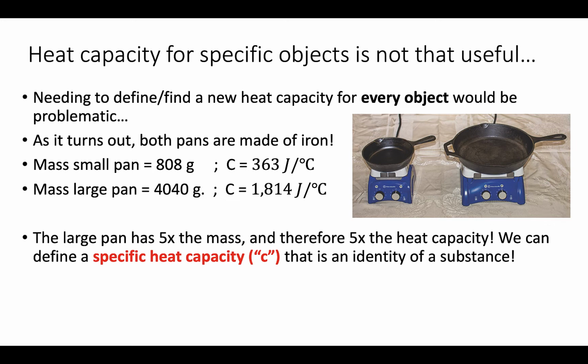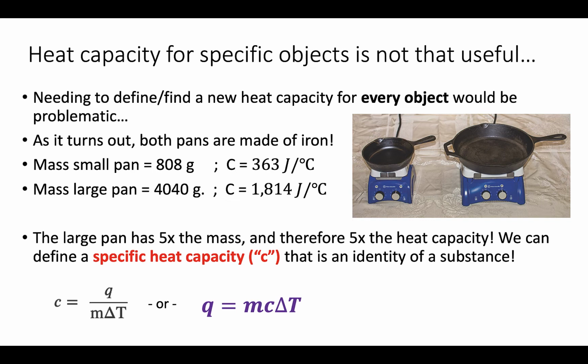much of it. And so what's far more useful is to define what's called the specific heat capacity, which is an identity of a substance. And we define this as the heat it takes to increase 1 gram of the material by 1 degree Celsius or 1 Kelvin, right? And we call this the specific heat capacity, which again is not based on the object, but it's based on a gram of that object.